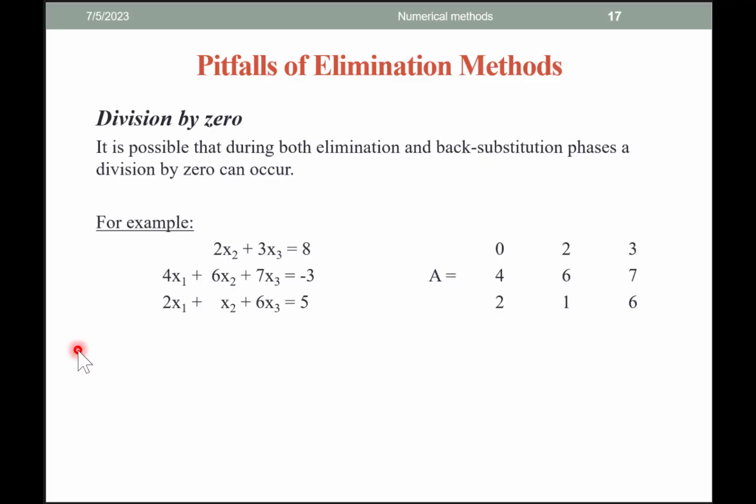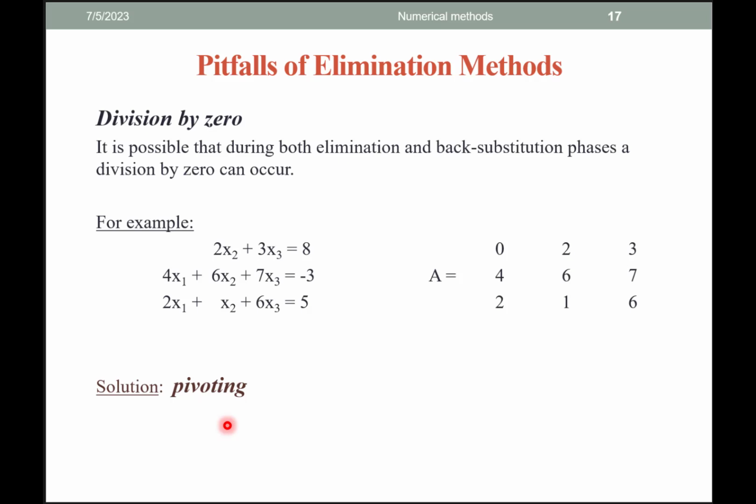As I mentioned before, one of the pitfalls of this method is if I have a 0 in the pivot position, so this position here is a 0, or if I have a 0 in the diagonal also, during the steps that you do, you get a 0 in the diagonal. That will basically break this method. So to avoid this, what we do is we call it pivoting, okay, where we switch the rows.